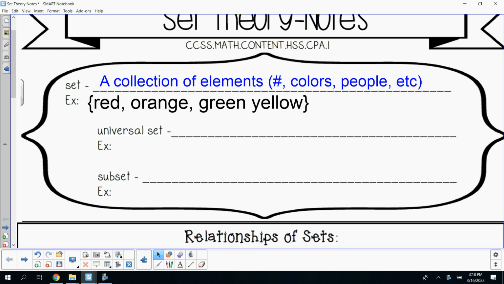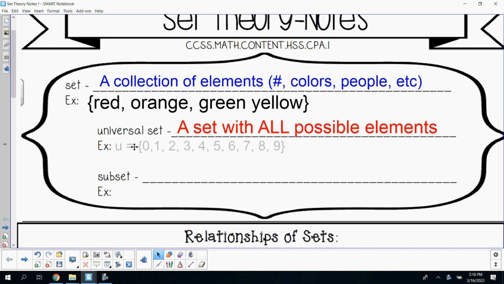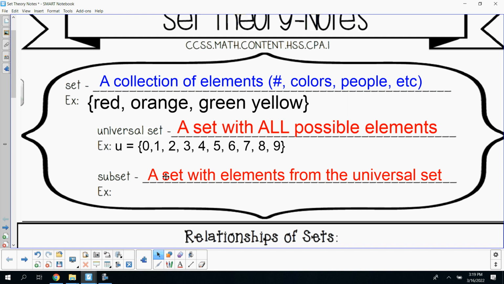A universal set is a set with all possible elements. A universal set that we can talk about is a universal set of digits. All of our digits are represented here from 0 to 9. A subset is a set with elements from the universal set. So if we talk about our universal set of digits, a subset of that universal set might be 2, 5, 7, 8, and 9.